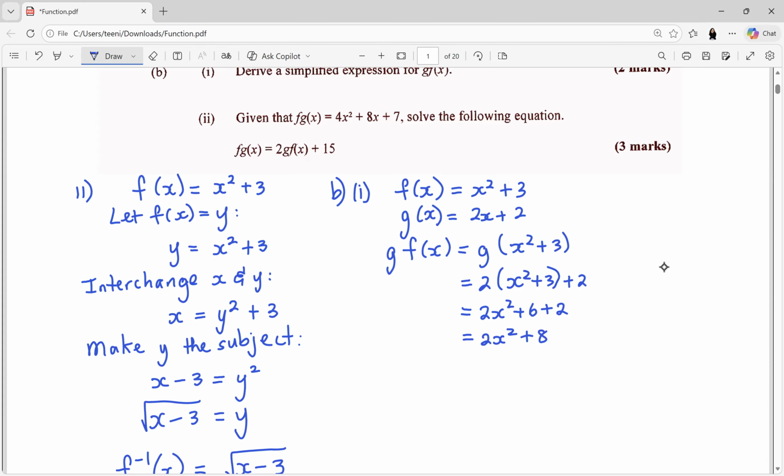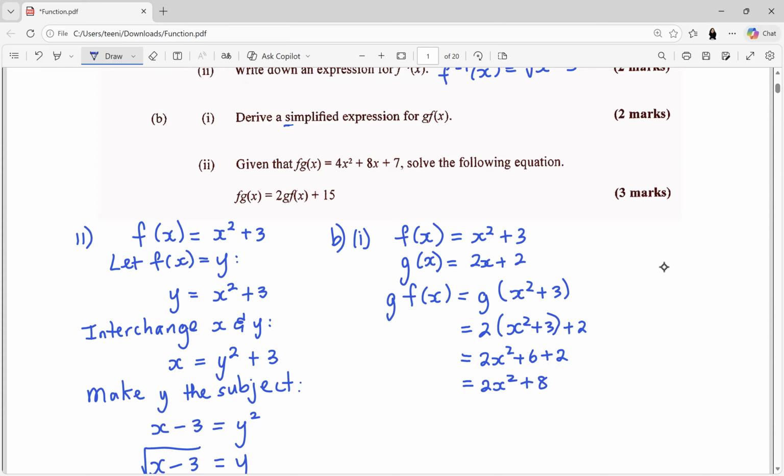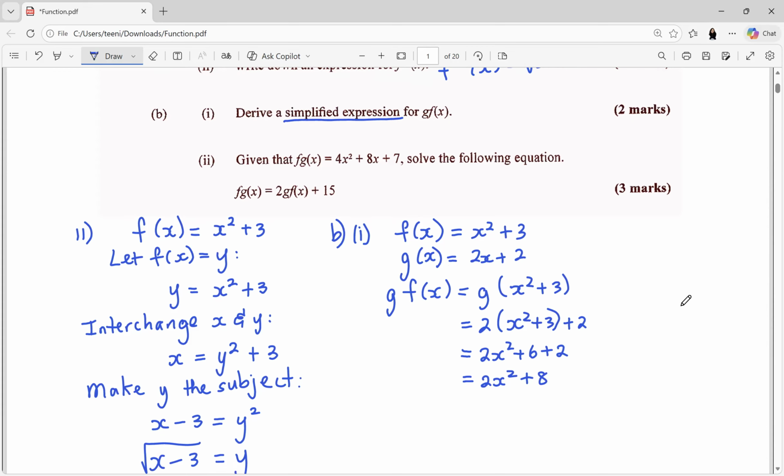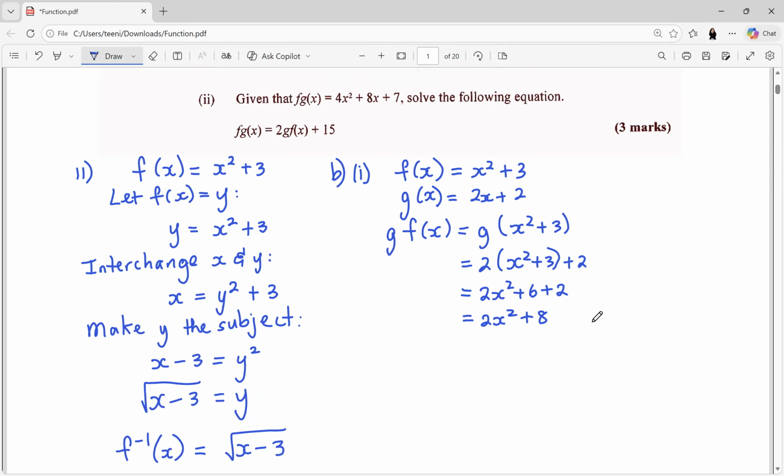Good. So because the question says a simplified expression, what we need to do is simplify 2x squared plus 8, right? So notice that 2x squared and 8 have a common factor. Zayden?